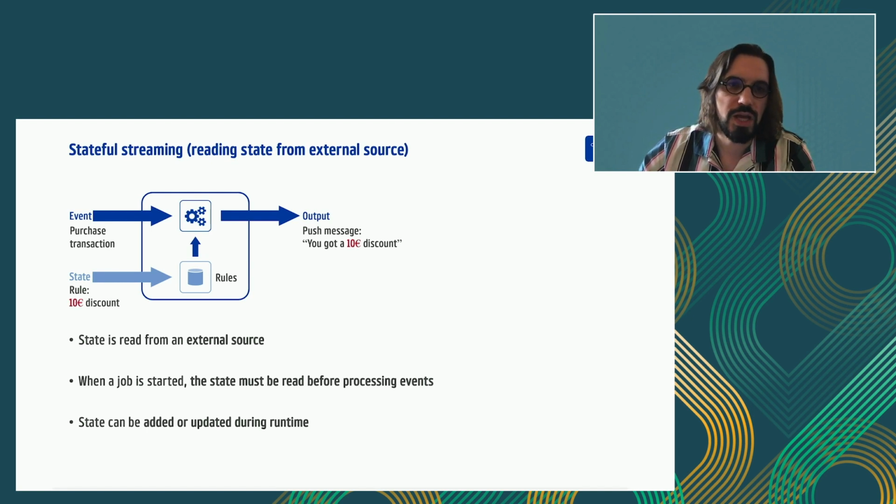We can then change that rule on the fly without redeploying our Spark streaming job. And then we can say, okay, no, actually, we want to give a €10 discount. So here we give a €10 discount. We update the rules, and then every single event coming in afterwards, every single purchase from that grocery store, for example, will result in us sending a push message saying that you've got a €10 discount. So obviously, this is a very simple example.